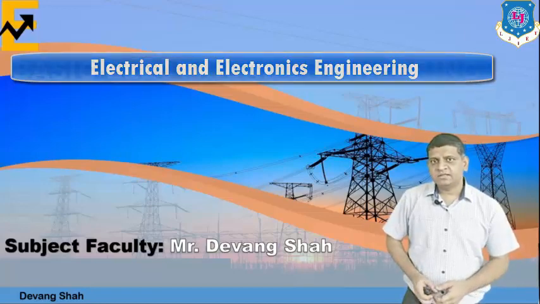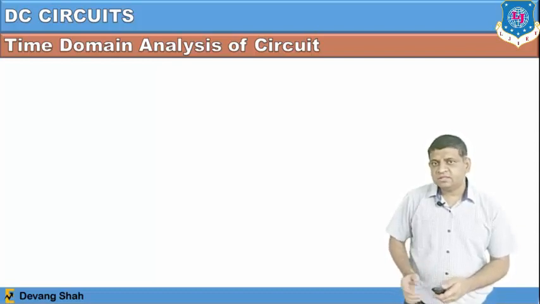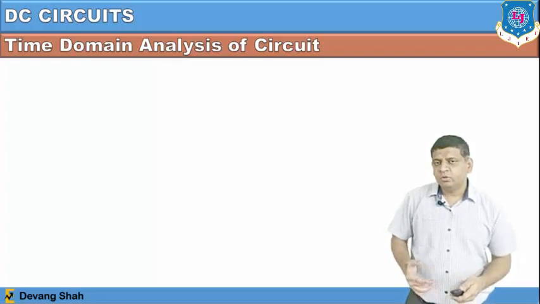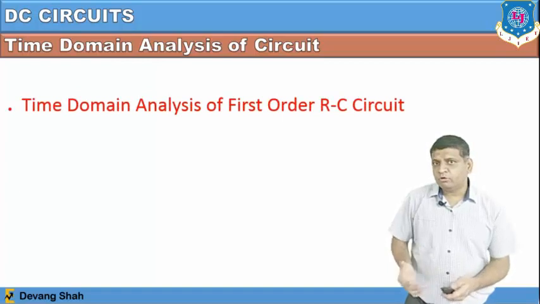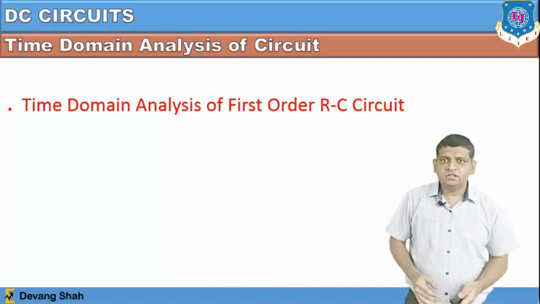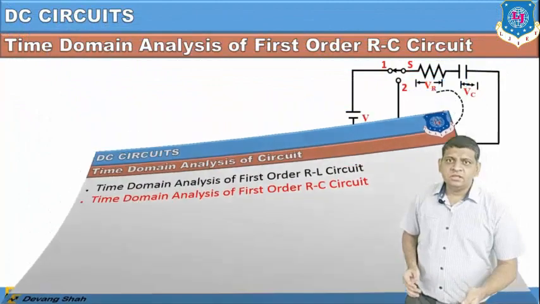In our previous lecture, time domain analysis of RL first order circuit, we took a series combination of R and L, resistance and inductor, and applied a DC source. Now the same phenomenon we are going to repeat, not for an RL circuit, but for an RC circuit. So our today's topic is time domain analysis of first order RC circuit.